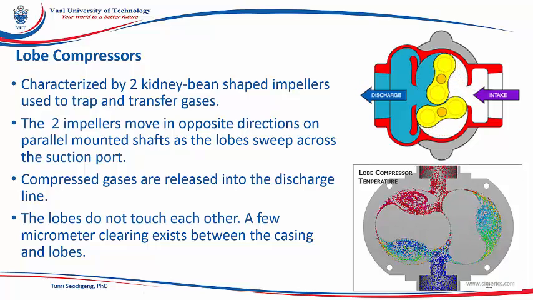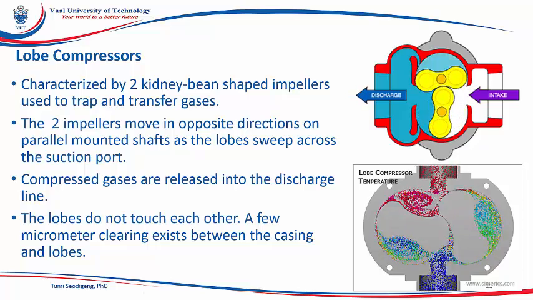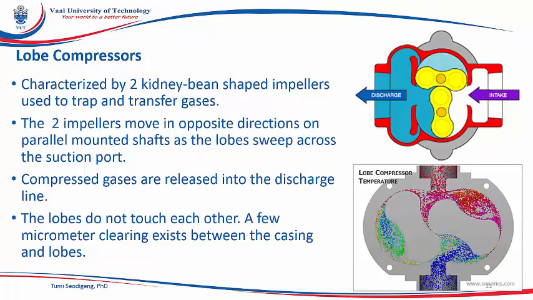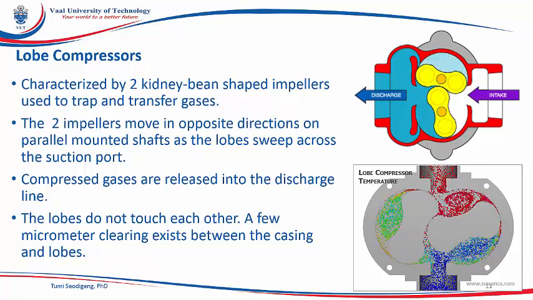The next design is the lobe compressor, which is characterized by two kidney bean-shaped impellers used to trap and transfer the gases. The two impellers move in opposite directions on parallel mounted shafts as the lobes sweep the gases across the suction port into the discharge line. The lobes do not touch each other. A very small clearance exists between the casing and the lobes.